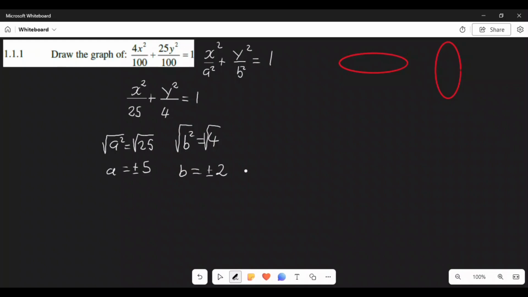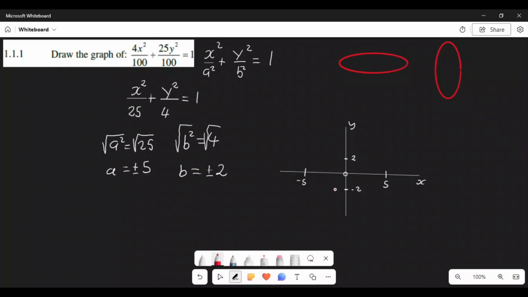So now we know that at x we're going to intersect at plus or minus 5, at y we're going to intersect at plus or minus 2. So let's draw it here. It's time for us to draw a graph. So when you draw your graph, guys, do not forget to do the dots here. All you have to do is do the dots and then you start connecting.